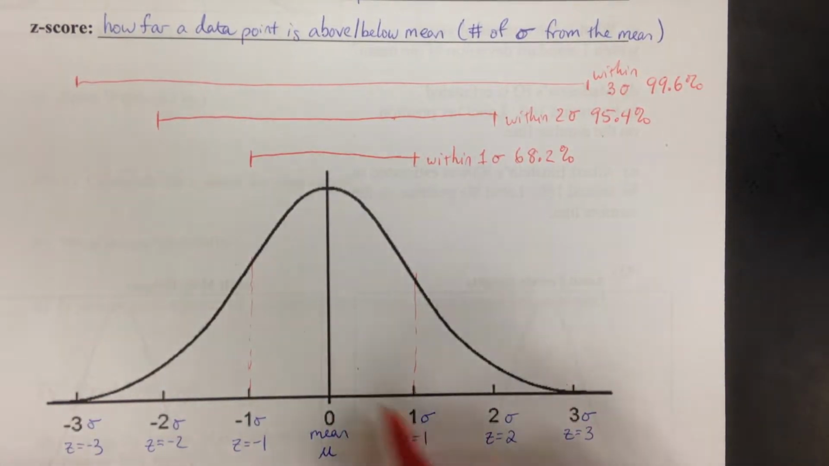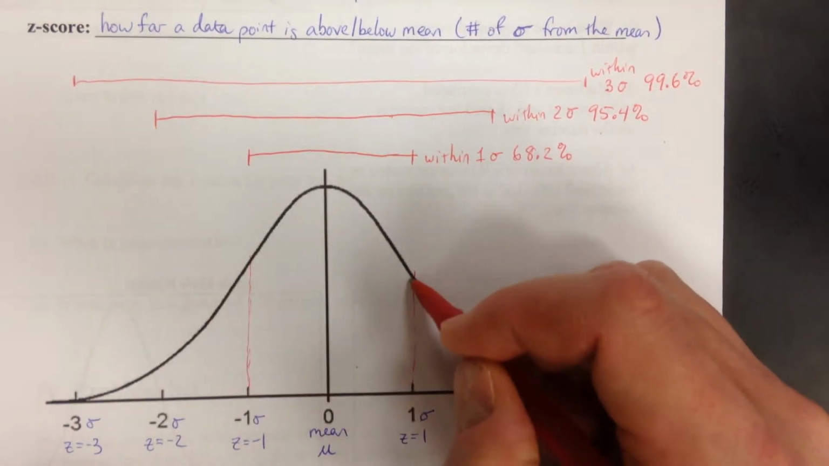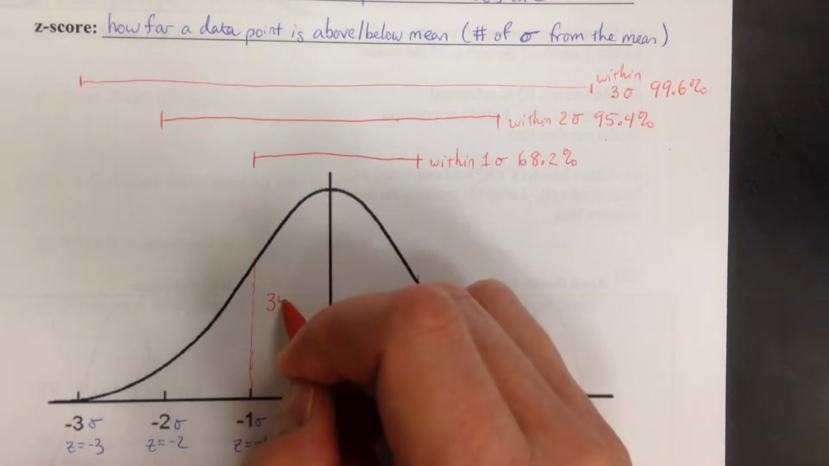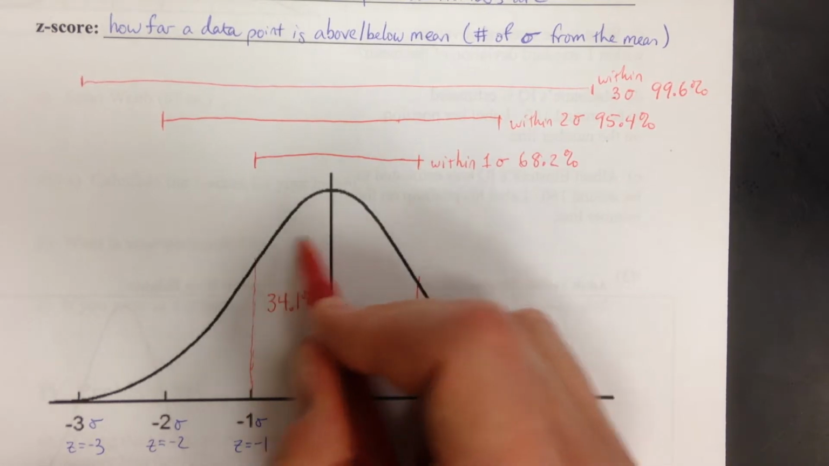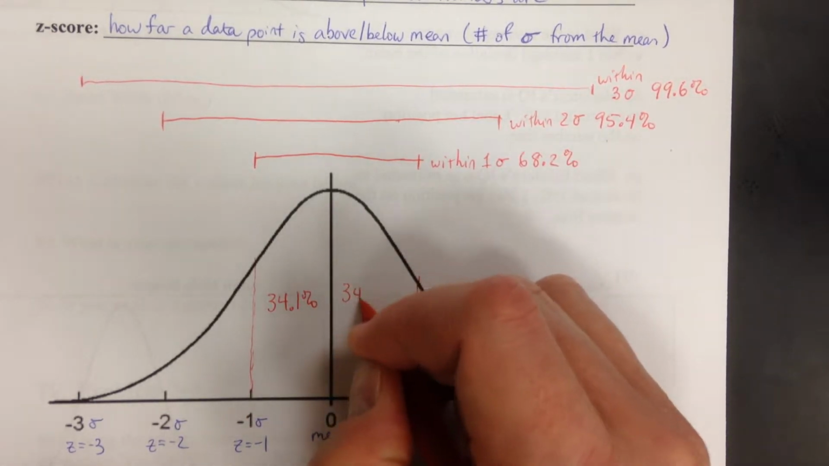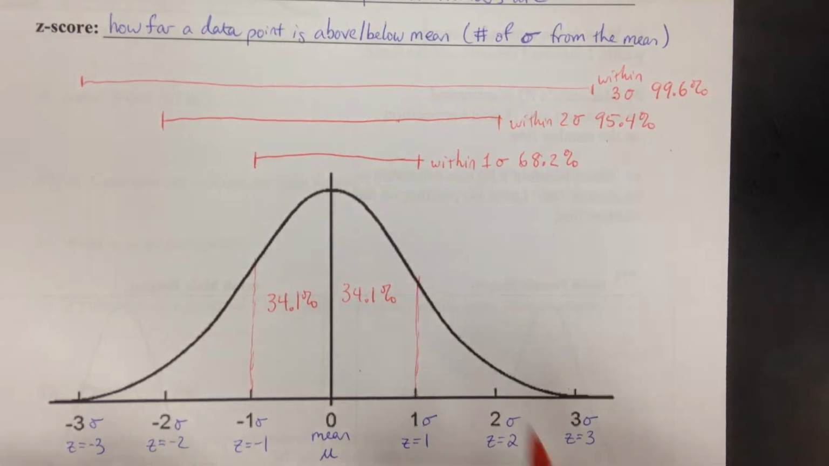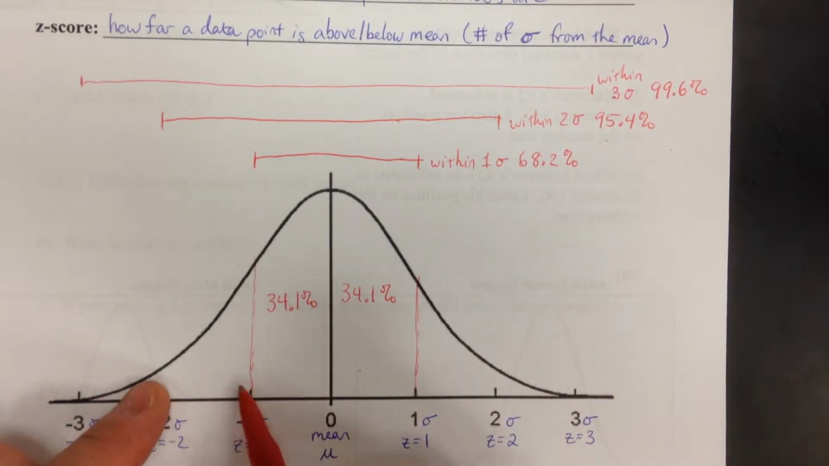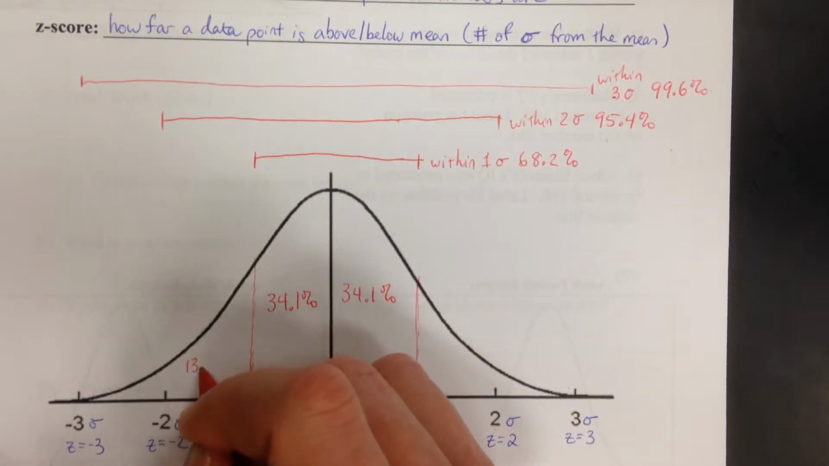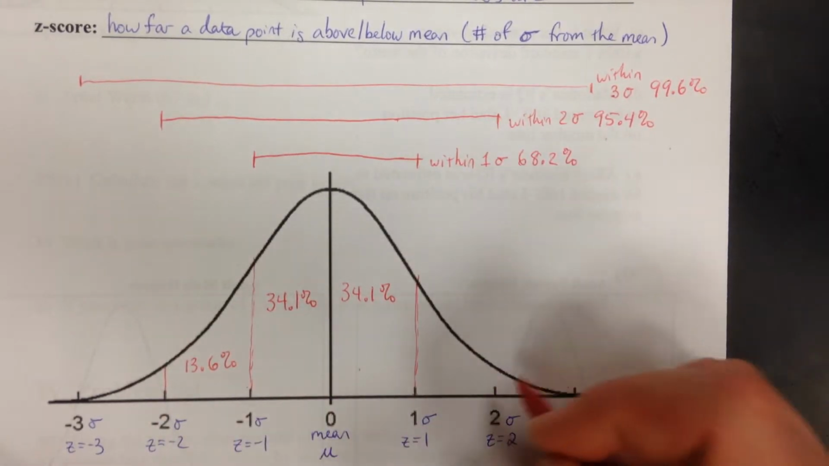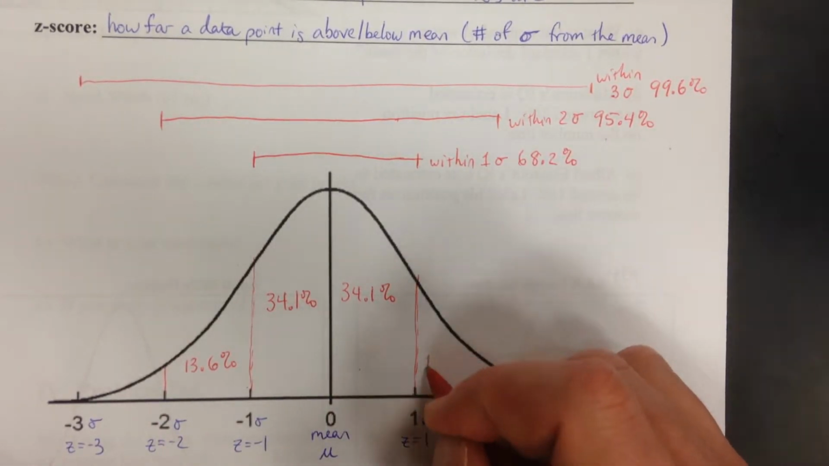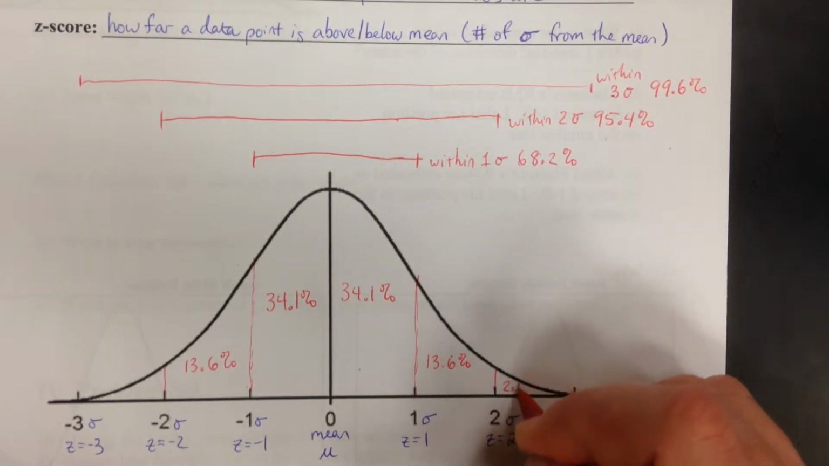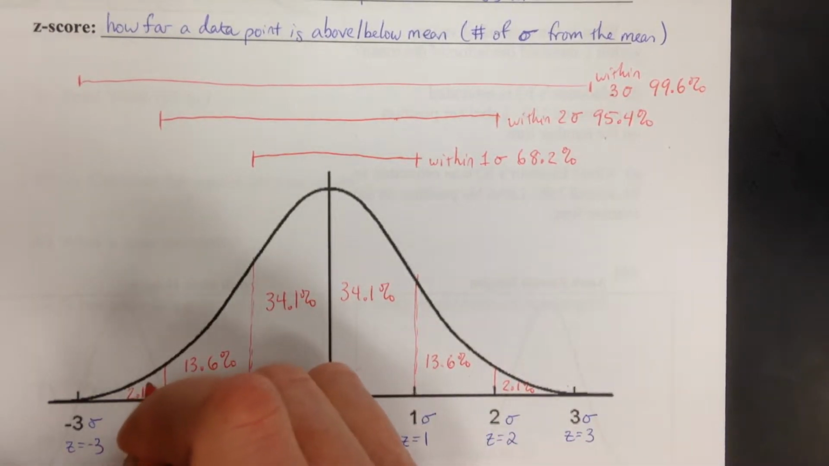Now we can also break this down. You'll notice I kind of drew some sections. If this is 68% of the data, if I divide that in half, 34.1% would be this section here, 34.1% would be this section here. So it's going to be the same number to the left and to the right. From -2 to -1 standard deviation is 13.6%. And then from 1 to 2 is also 13.6%. And then from 2 to 3 is only 2.1%, and then the same thing here.